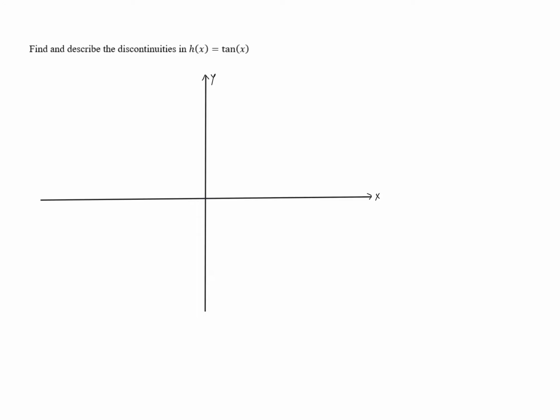Find and describe the discontinuities in h of x equals tangent of x. So here we need to remember what the graph of the tangent function looks like. And we will recall that the tangent function is a periodic function with a period of pi halves.